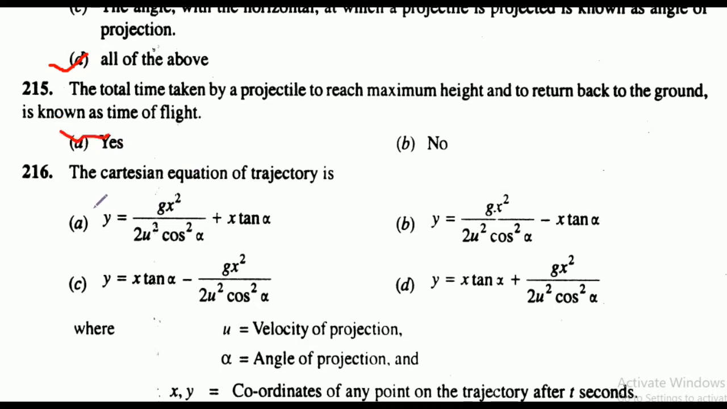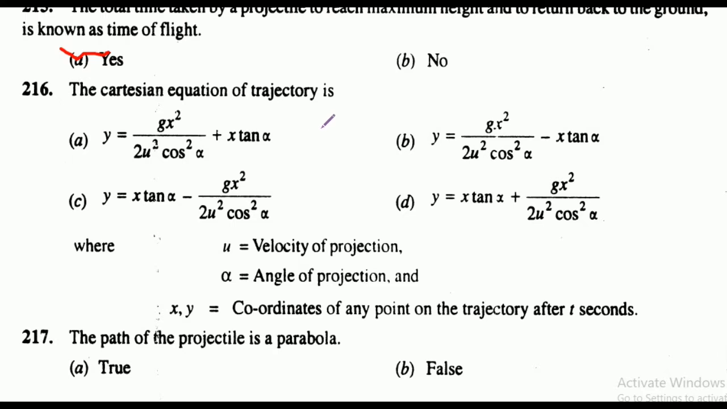Next is the Cartesian equation of trajectory is, here friends, these are the options and here mu is equal to velocity of projection, u is equal to velocity of projection, alpha is equal to angle of projection, and x y coordinates of any point on the trajectory after t seconds. So here friends, these are the options and here correct answer is option C, that is y is equal to x tan alpha minus gx square upon 2u square cos square alpha.